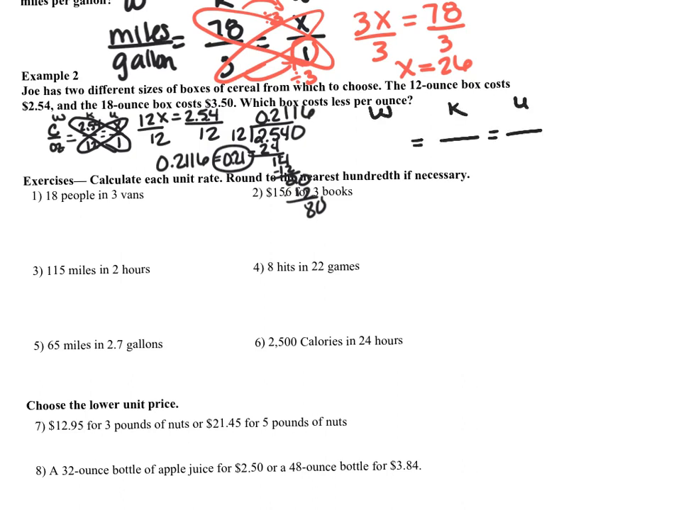Okay, the second box, I need to look closer, I guess. Okay, and then the second cost is $3.50, so you're going to do cost over ounces. You're going to do $3.50 over 18, x over 1.